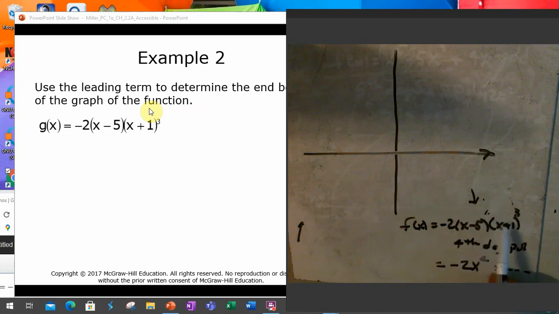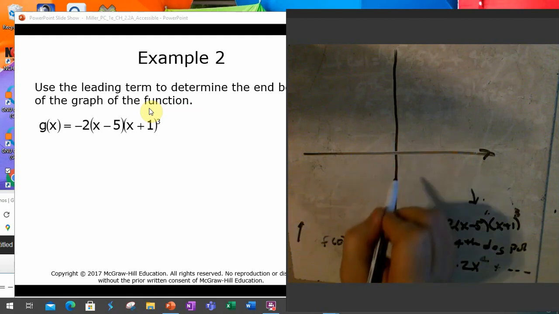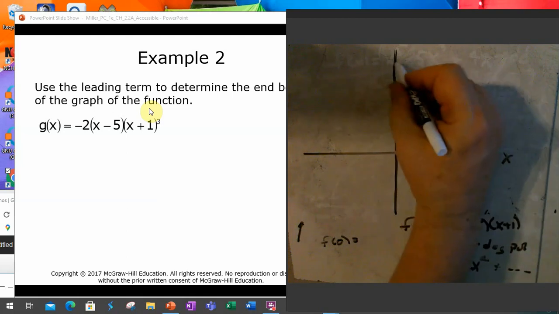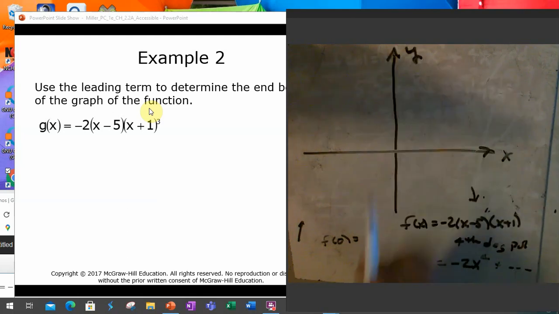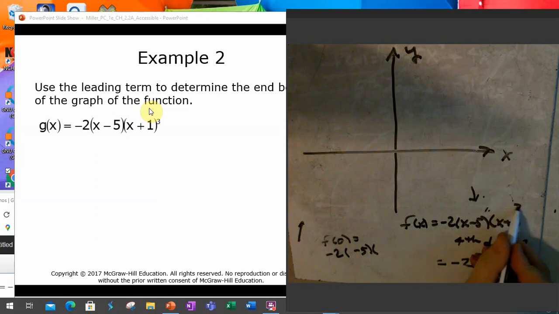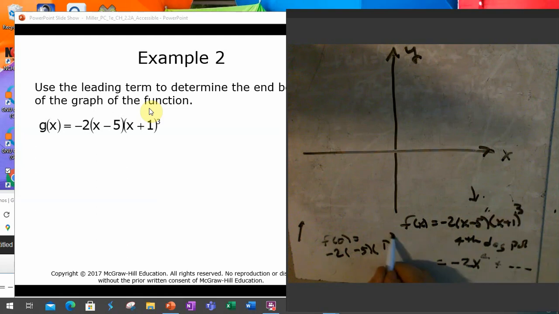Now we can do other things with this. What about the y-intercept? F of 0 to get my y-intercept. Let me clean this up just a little bit. So f of 0 would be negative 2 times negative 5 times 1 cubed. 0 here, 0 here, negative 2 times negative 5, and plus 1 cubed is plus 1. So this would just be 10.